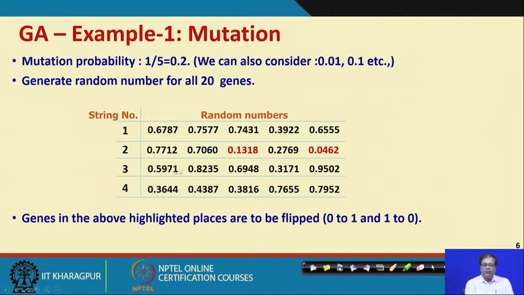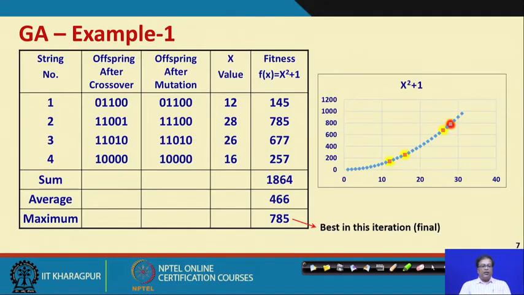We took some random probabilities, and so many random numbers are required, because string 1 has 5 positions, same as strings 2, 3 and 4. So, assuming a mutation probability as 1 by 5, that is 0.2, we generate random numbers for all 20 genes, and we got in 2 cases the number is below 0.2. So, we do mutation there. What is that mutation? 0 will be 1 and 1 will be 0. Like this we can carry out mutation.